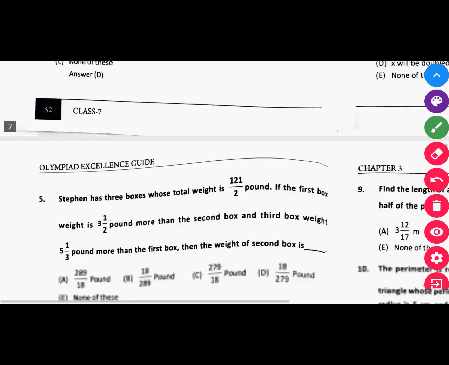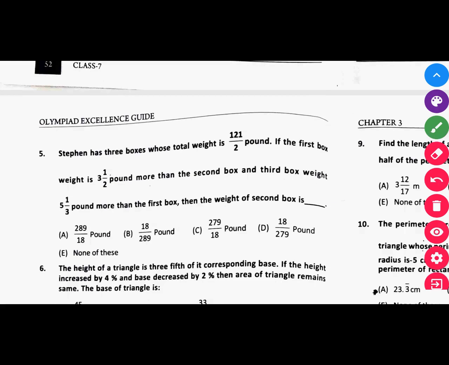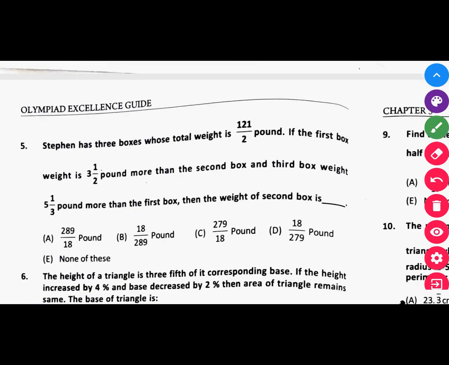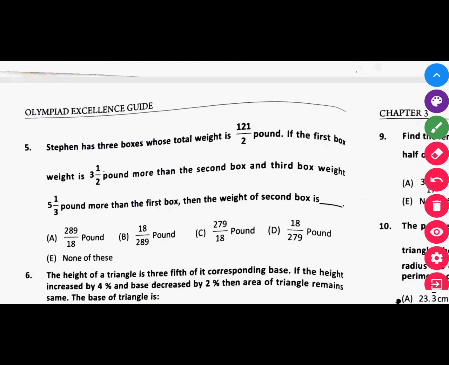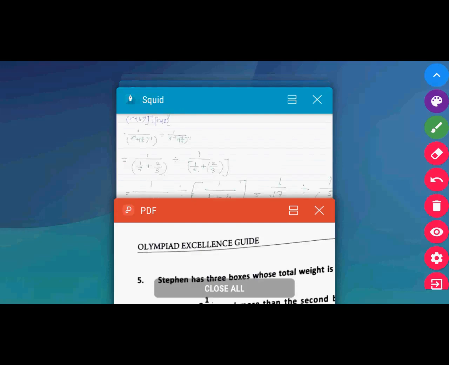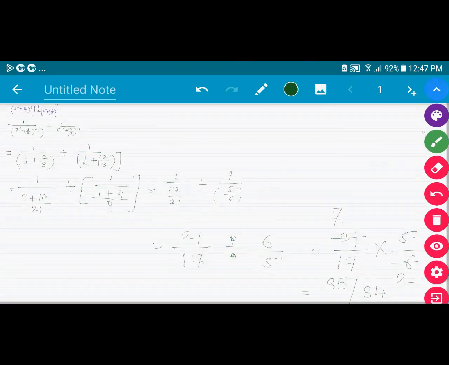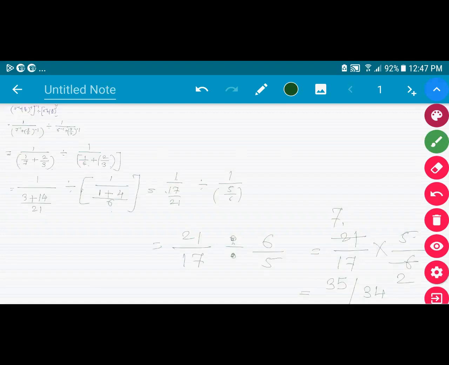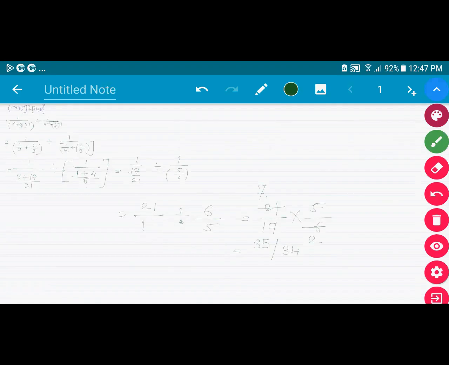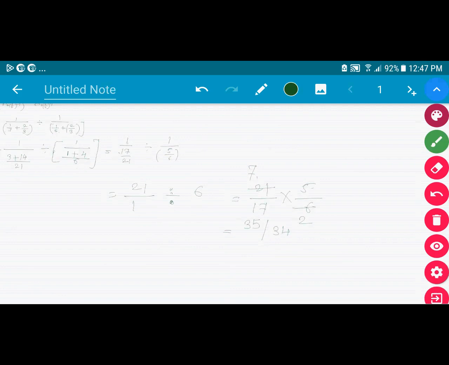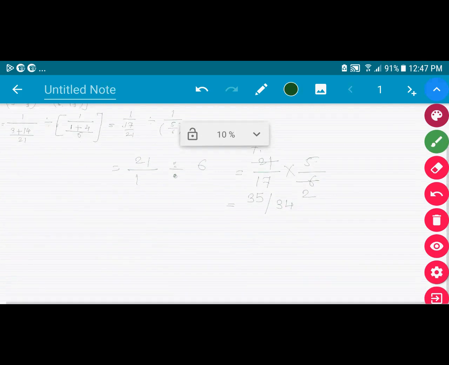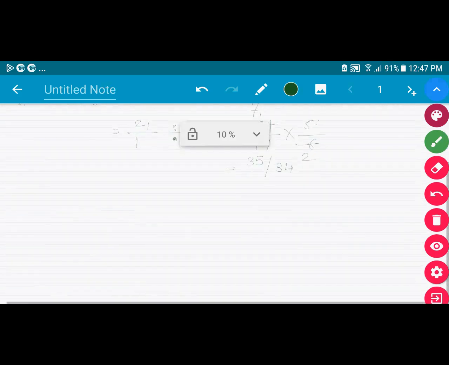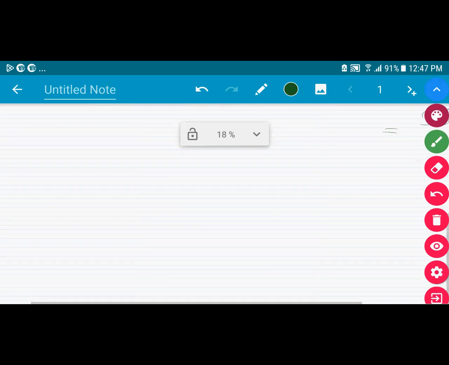Okay, then the next question is, Stephen has 3 boxes whose total weight is 121 pound. Now we'll slowly read the question and make the steps here in our exam whiteboard. Okay, so what we have is 3 boxes.